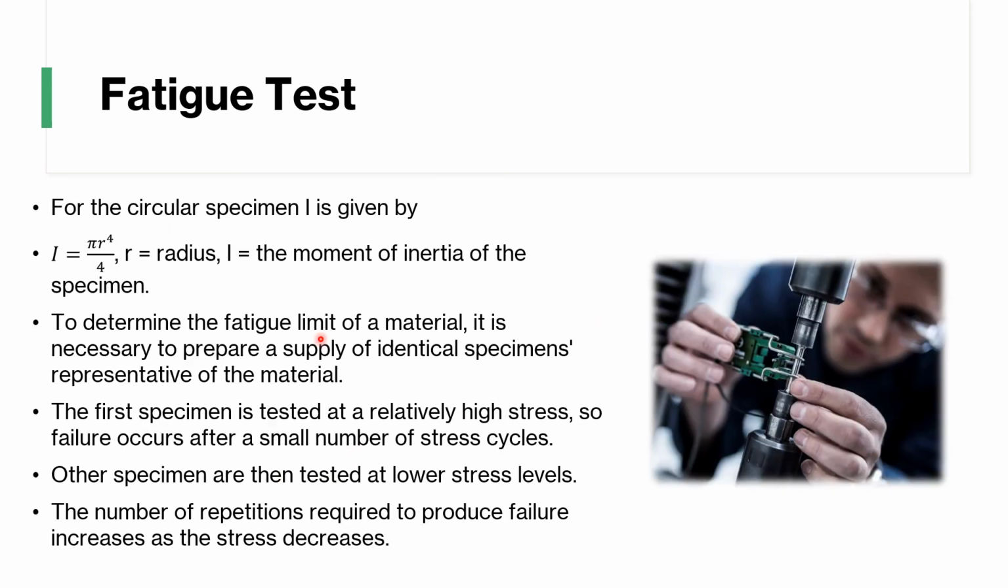So for the fatigue test, this is your review of mechanics. For a circular specimen, we calculate this way. We have R, and you find the power 4 of R. R to the power 4 times pi divided by 4 gives you the moment of inertia.